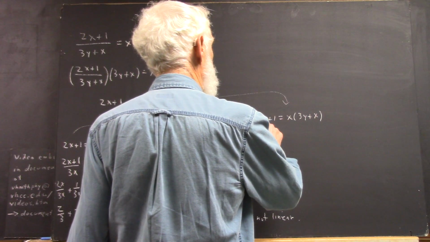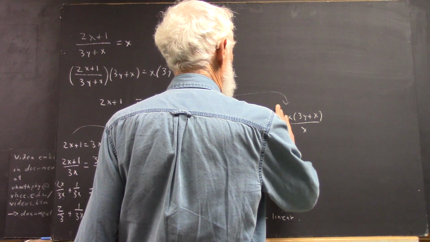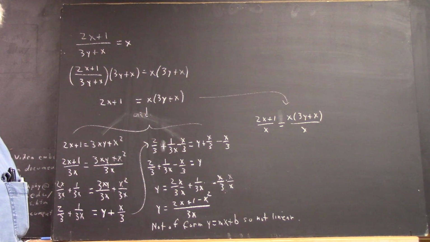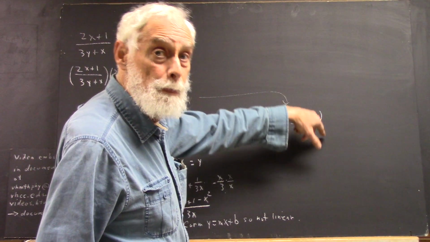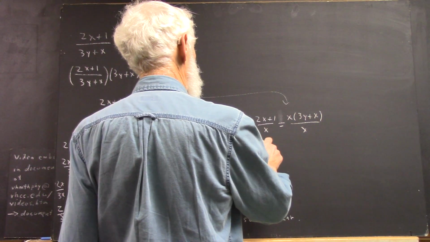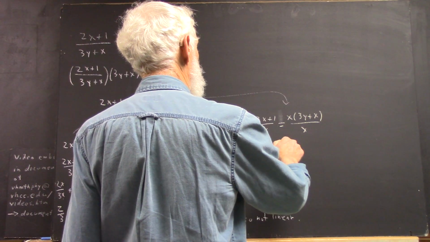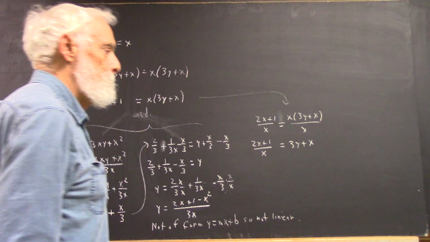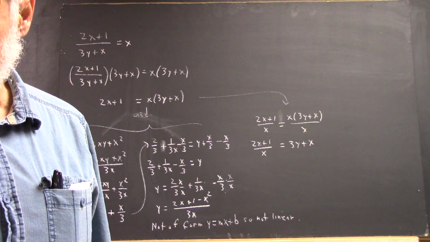We're going to have this over x and this over x. And let's put the equal sign down here a little lower. Okay? Then clearly you could write this as x over x times 3y plus x over 1. X over x is 1, so that works. So we get 2x plus 1 over x equals 3y plus x. Then we subtract x from both sides, right?